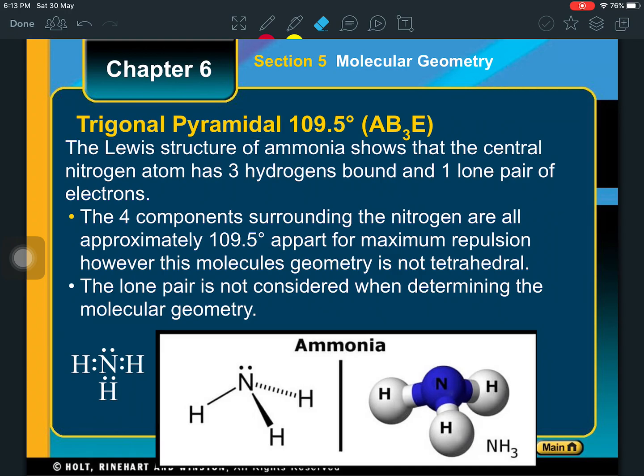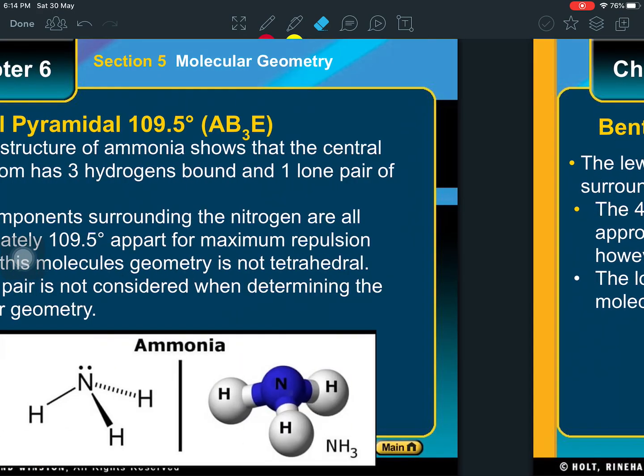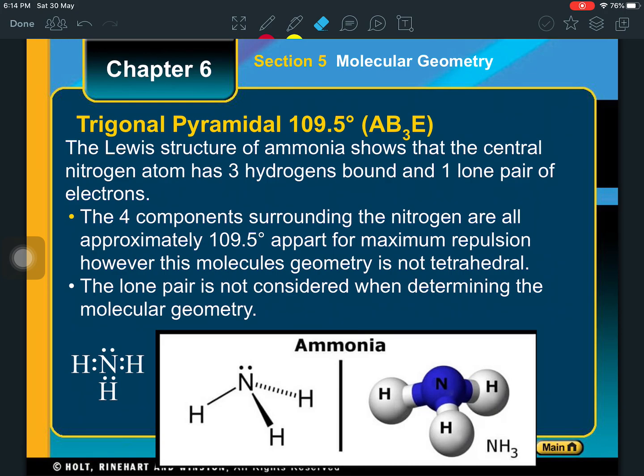It is like tetrahedral, except it's not, because we don't consider the lone pairs when we are looking at their molecular geometry. So in this picture, the lone pair, it's as if it's not even there, but it is extremely important when it comes to determining the 3D shape of the molecule. All right, so let's move on to another one. By the way, this is AB3E because there's only one lone pair and there are 3 surrounding molecules.